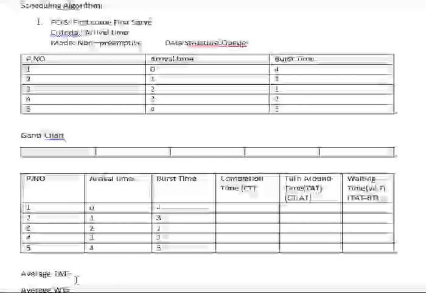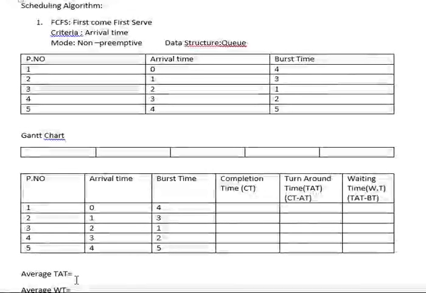For first come first serve, the criterion that we'll be following here is the arrival time of the process. The second thing we need to know is the mode, that is, the algorithm can be either preemptive or non-preemptive. Here we are given non-preemptive. If you want to implement first come first serve, the data structure you can use is a queue, because in a queue also whoever comes in first leaves first. So let's see one problem.